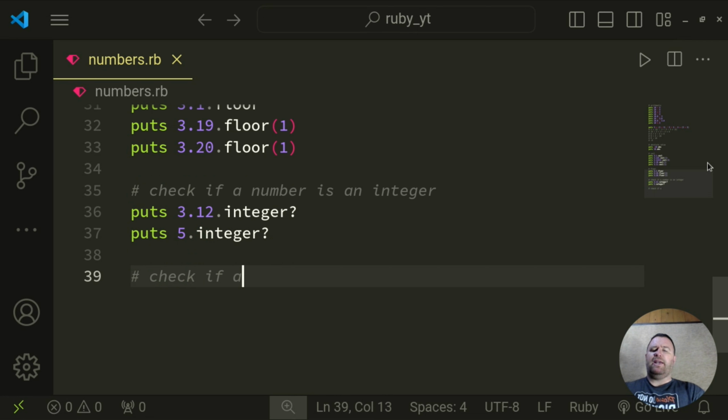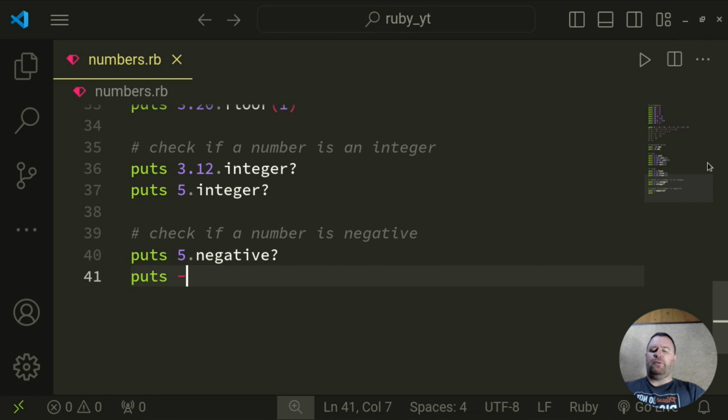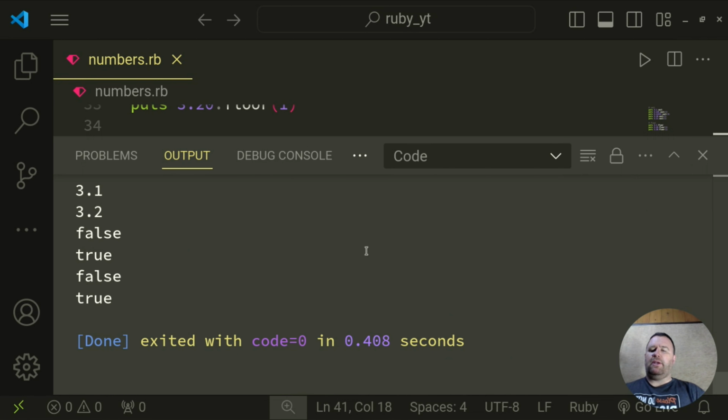We can also check if a number is negative. So to do that, we'll do puts 5.negative? with a question mark. And let's also do puts -5.negative? and a question mark. And so we should get false, true. And we do, we get false, true there.